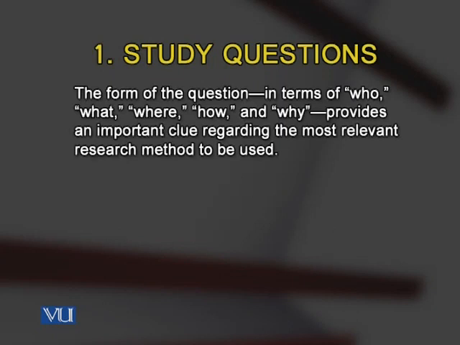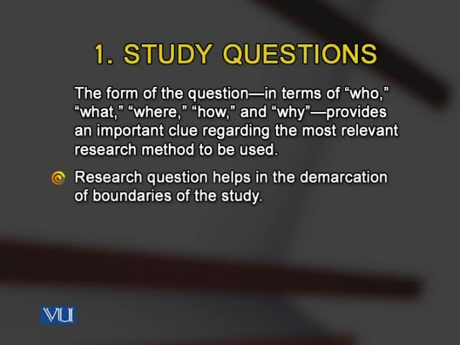Now we talk about the study questions. The form of the questions in terms of who, what, where, how and why provides an important clue regarding the most relevant research method to be used. So research questions actually demarcate the boundaries with respect to what kind of data we are looking for. Quantitative data, qualitative data, from where that is to be collected, when that is to be collected, and how that data are to be used in order to answer those particular questions. I think it's very important.